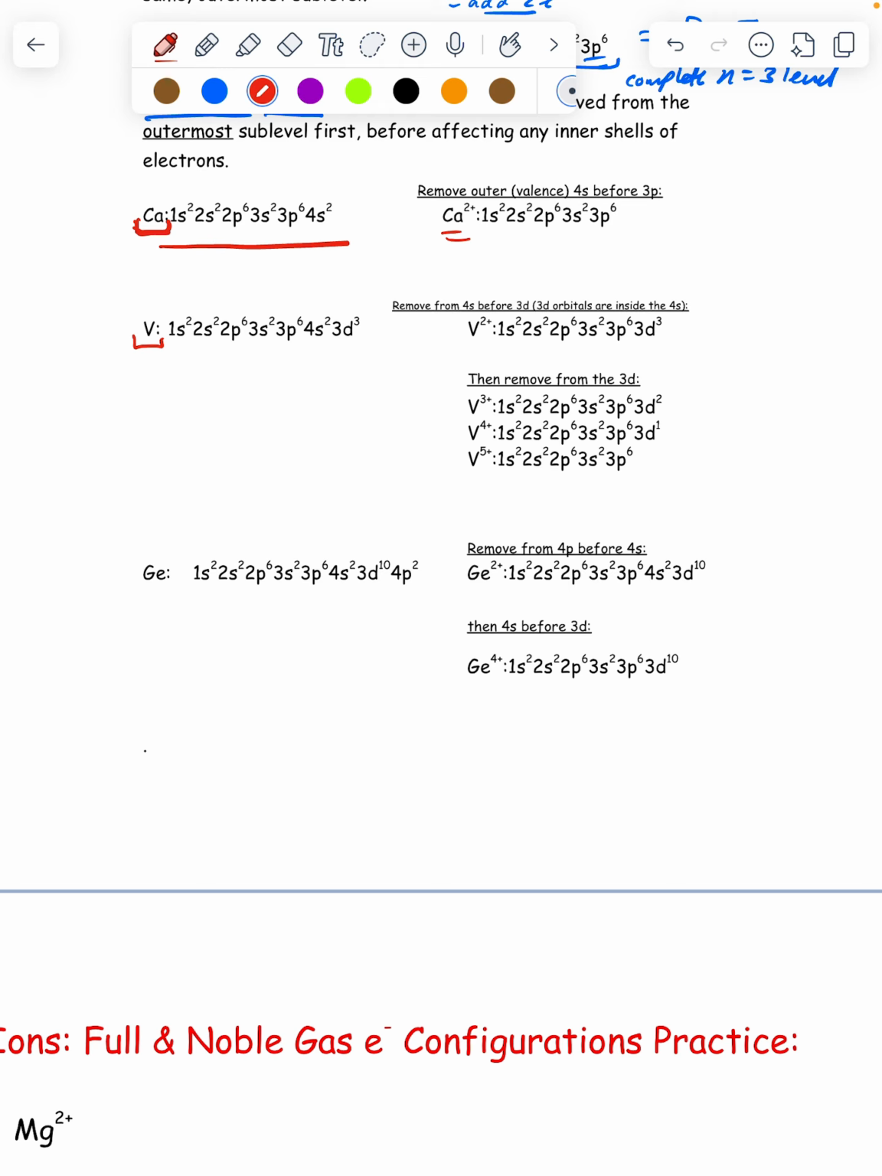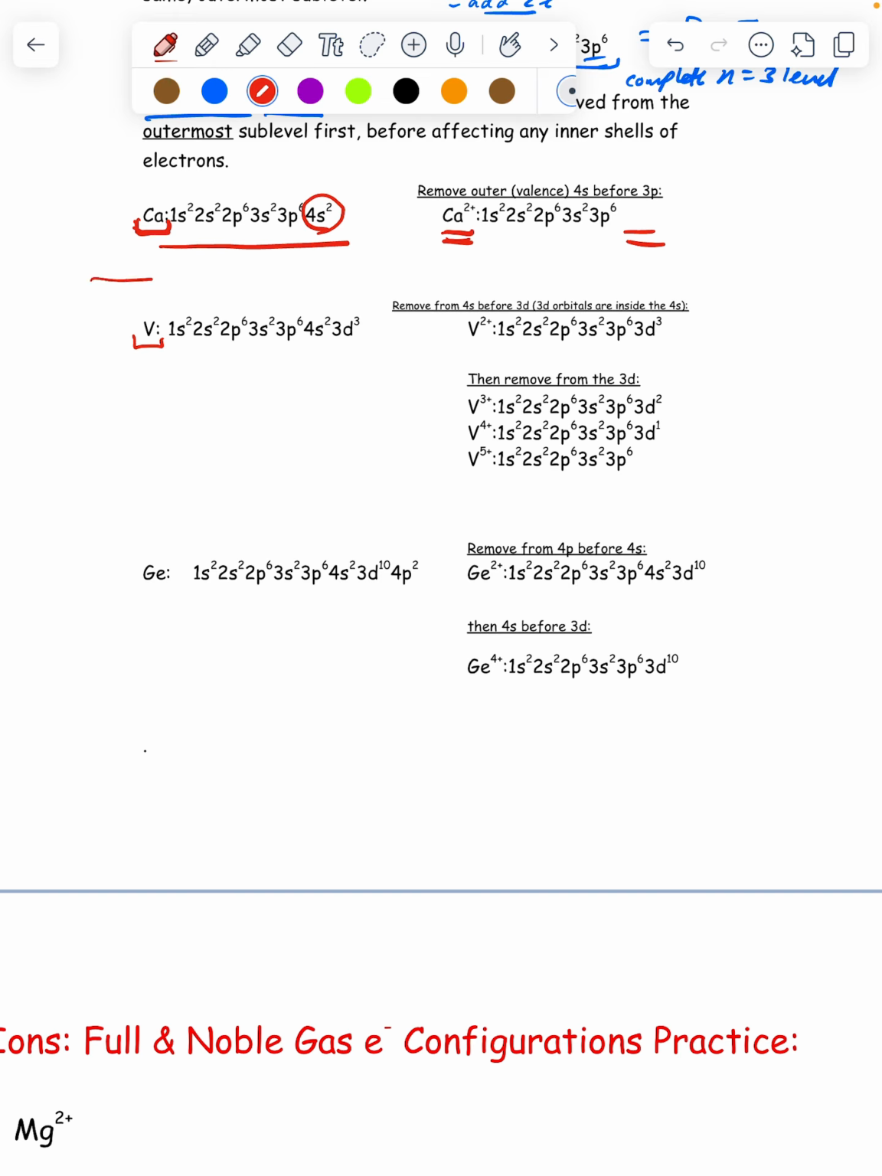And so in calcium, the outermost level is pretty clearly the 4s2. Those are the only electrons in the 4th energy level. And so we can see that when I write the configuration for calcium 2+, I've just removed those 2 electrons. I removed 2 because the charge is +2, or 2+. Therefore, I need to get rid of 2 electrons.